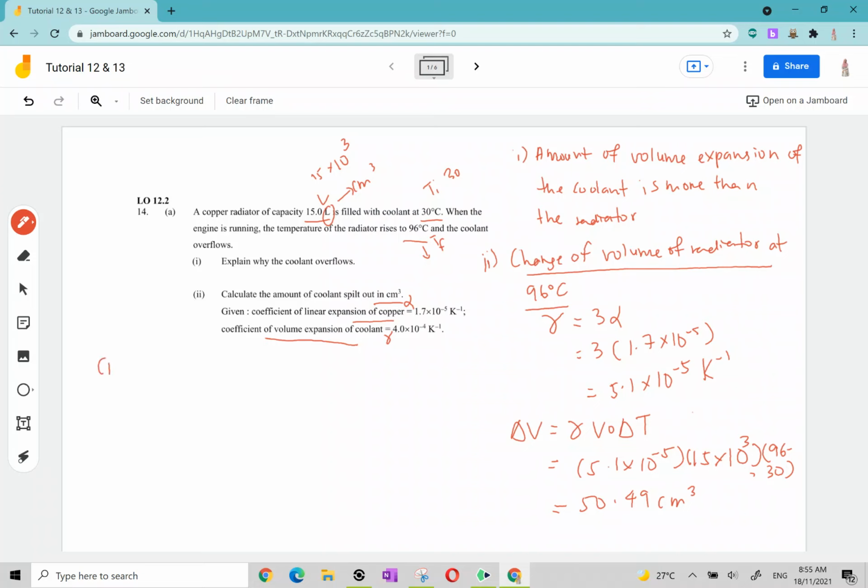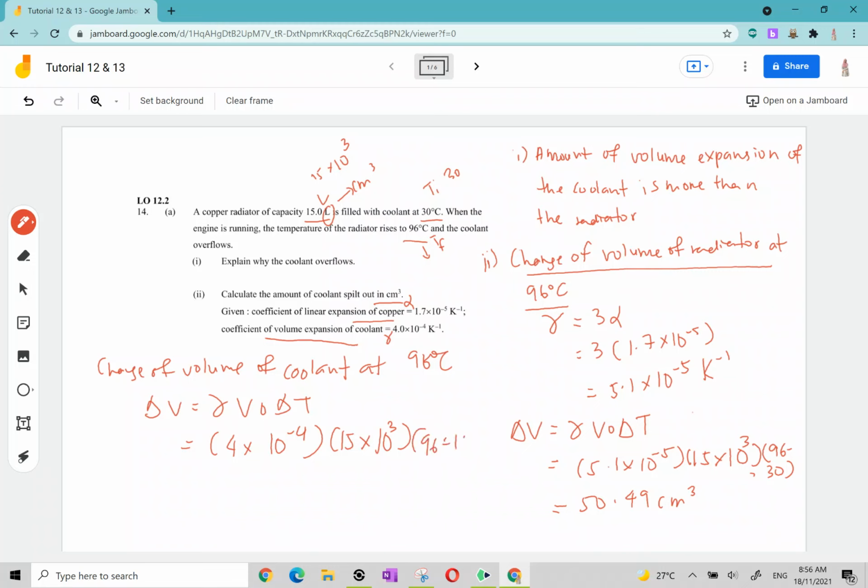So we need to find the change of volume of the coolant at 96 Celsius. So delta V equals gamma V0 delta T. Insert the values. It is given the coefficient of volume expansion of the coolant, 4 power of negative 4. Then V0 converted to centimeter cube gives 15 times 10 power 3, times 96 minus 30. So we get 396 centimeter cube.